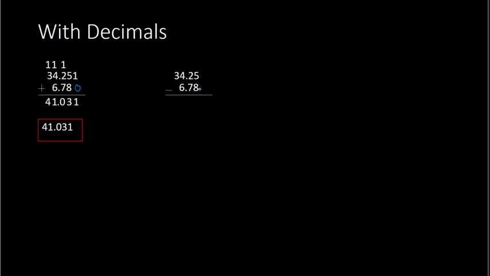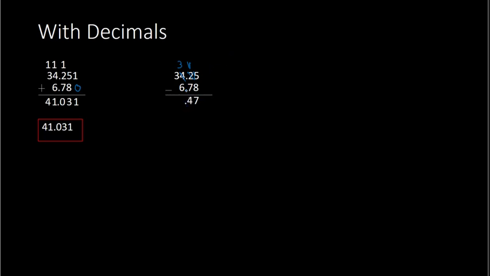So 5 minus 8 does not work. So I need to borrow from the 2. It's going to give me a 1 up here. And then I have a 1 with the 15, with the 5. So this becomes 15. 15 minus 8 is 7. So now I have 1 minus 7 here, which does not work. So I need to borrow from the 4, which gives me 3 now, and then this becomes an 11. So 11 minus 7 is 4.